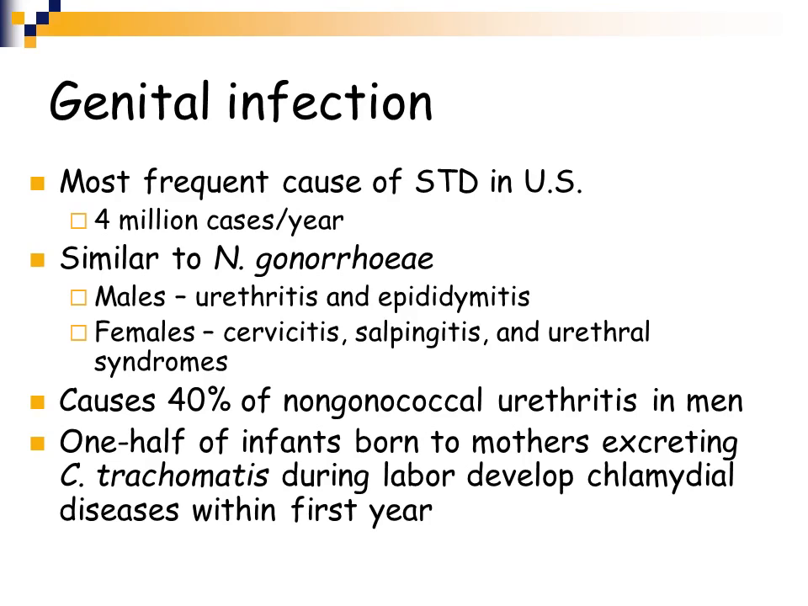Now, chlamydia causes 40% of the non-gonococcal urethritis in men. So in males, if a man has a urethritis and a discharge from the urethra, it's commonly gonorrhea. But when it's not gonorrhea, it's usually chlamydia. Now, 1/2 of infants born to mothers that have a genital infection and might be excreting Chlamydia trachomatis during labor can develop a chlamydial disease within their first year of life.